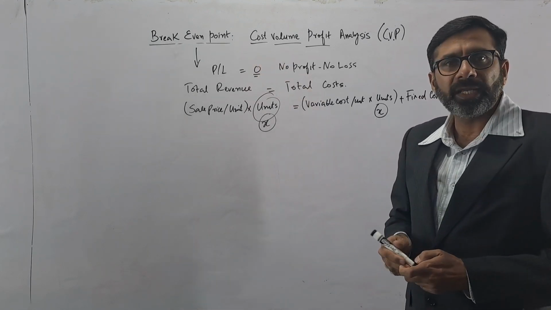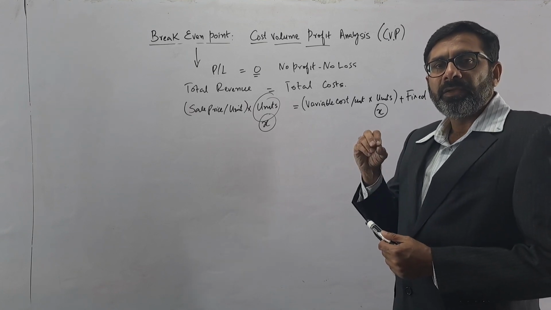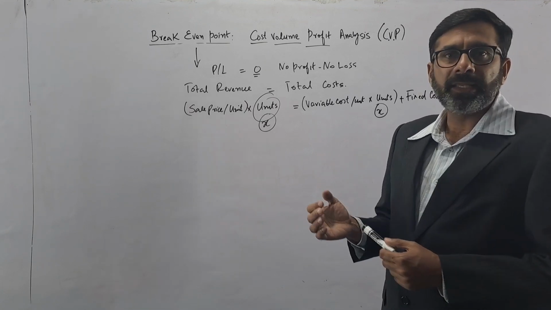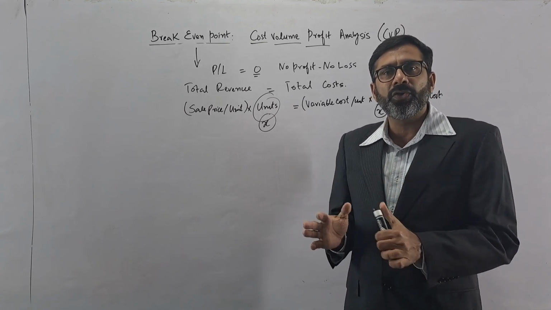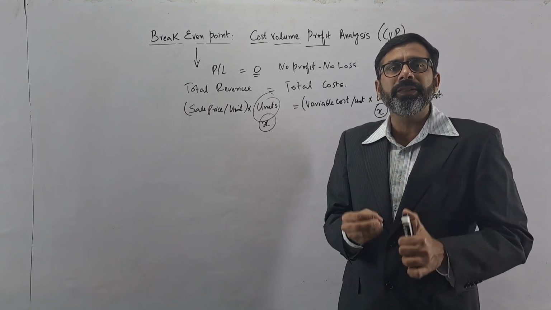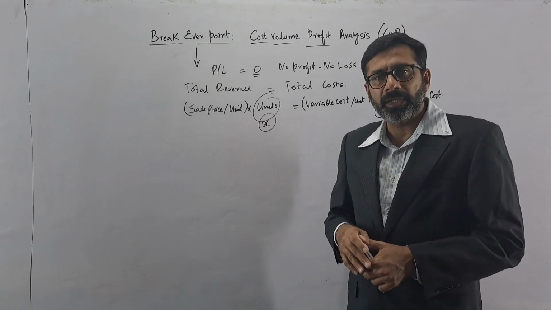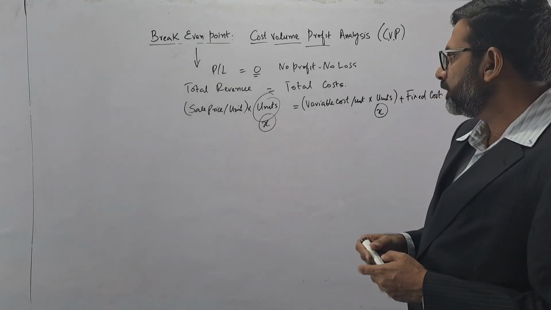And as we know, the break-even point is the number of units the business is selling at which the result is no profit and no loss. They are just recovering all their costs, either fixed cost or variable cost. So we just continue with that.